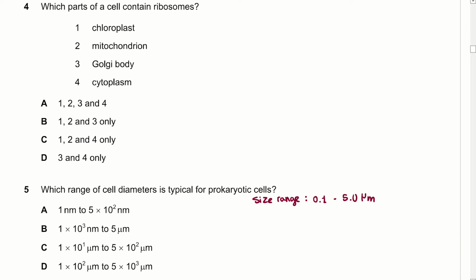Question number 4. Which parts of a cell contain ribosomes? So let's start with chloroplasts. Chloroplasts contain 70S ribosomes. Same with mitochondria. Golgi body do not contain ribosomes, and the cytoplasm contains 80S ribosomes, either free in the cytoplasm or in the rough endoplasmic reticulum, which is the site of protein synthesis. So 1, 2, and 4 are correct, and the answer is going to be C.